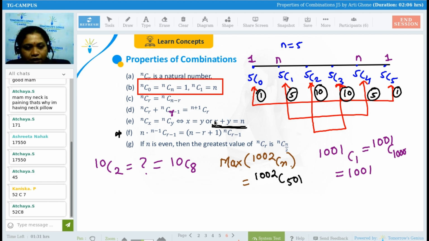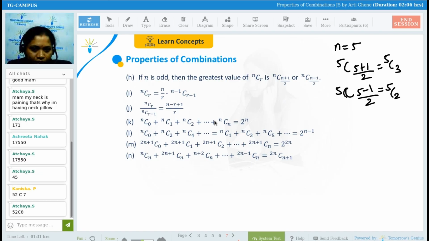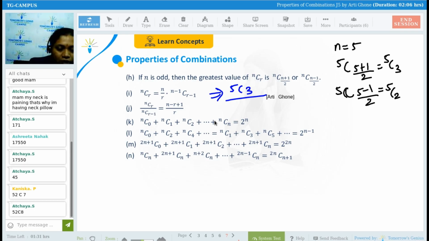This is a property of G and F. Then this is again truly optional. nCr is n by r times (n minus 1)C(r minus 1). Sometimes these two ratios are given. Many times in JEE only these ratios are given, like 5C3 upon 4C2. Means this is the ratio of nCr upon nC(r minus 1), no?